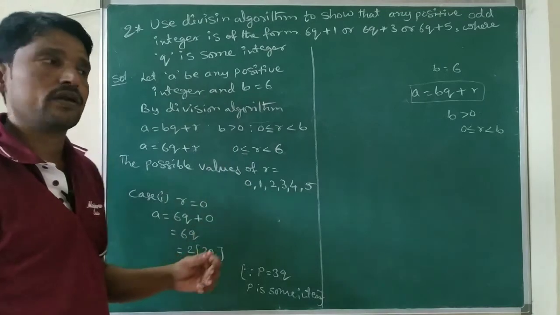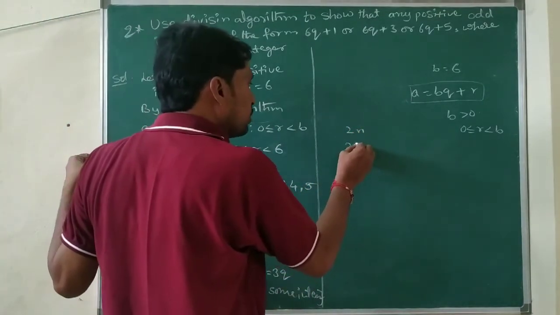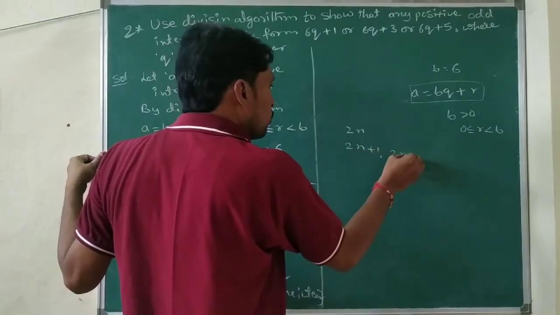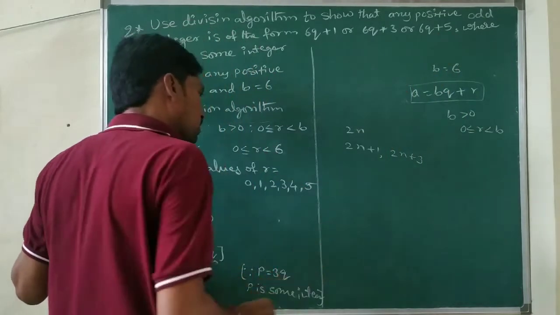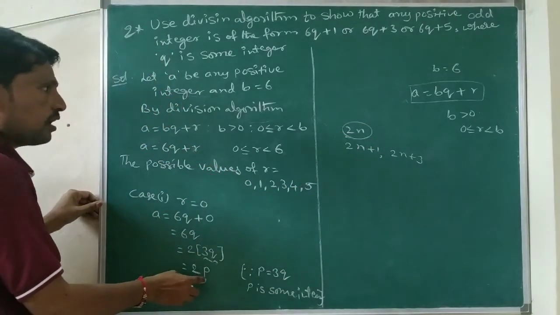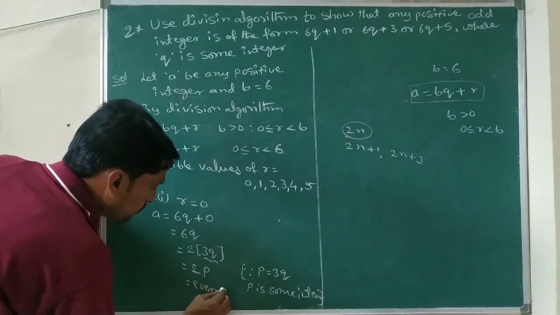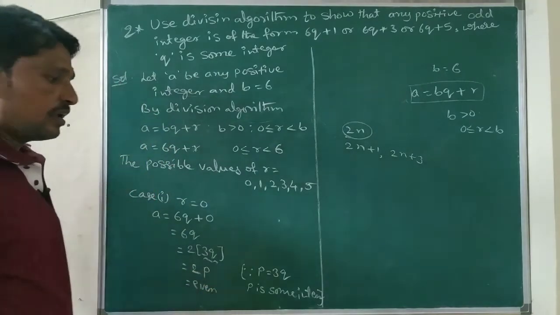The general form of even integers is 2n and the general form of odd integers is 2n plus 1, 2n plus 3, and it goes on. So the general form 2n means it is in the form of 2p also. So we are getting an even number here.